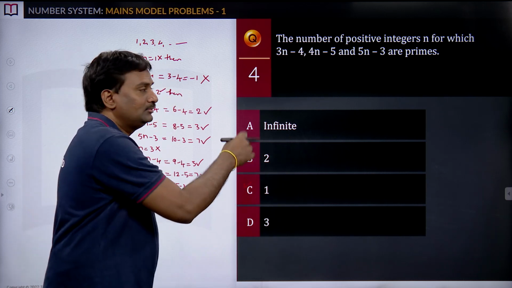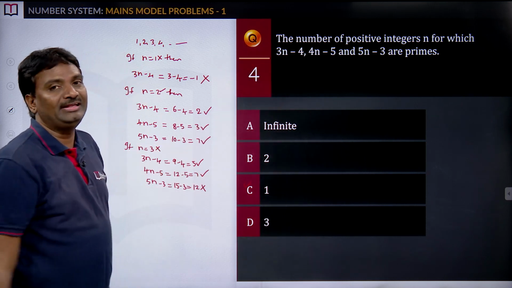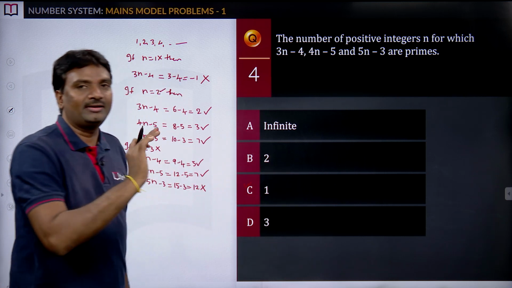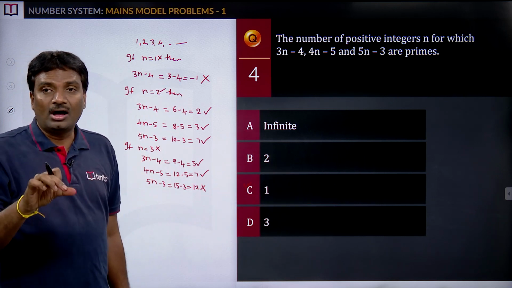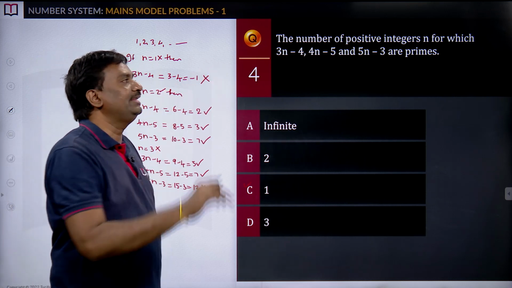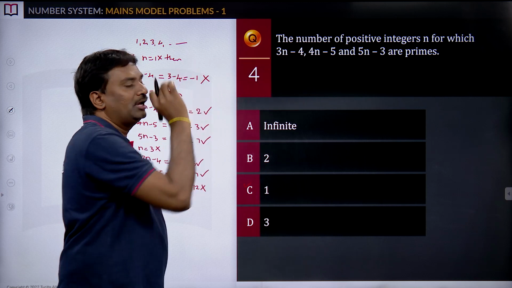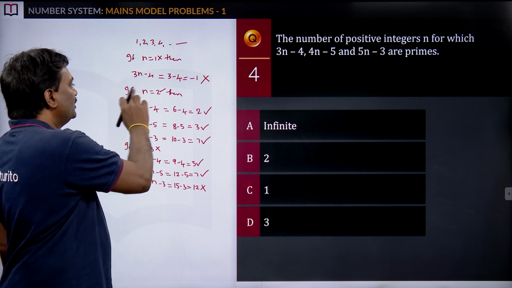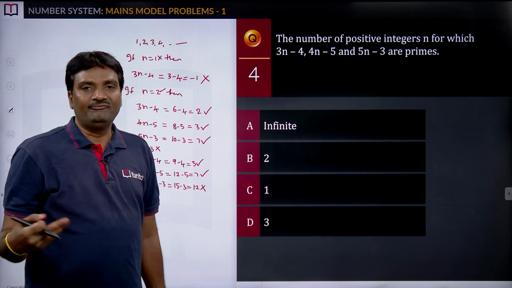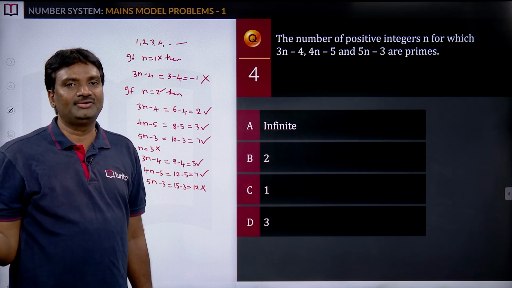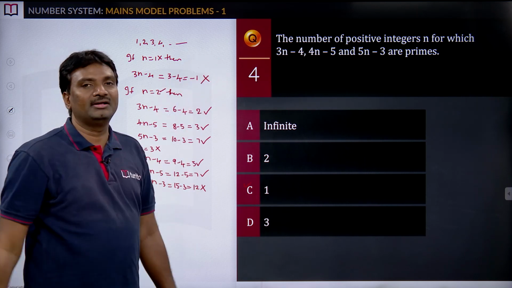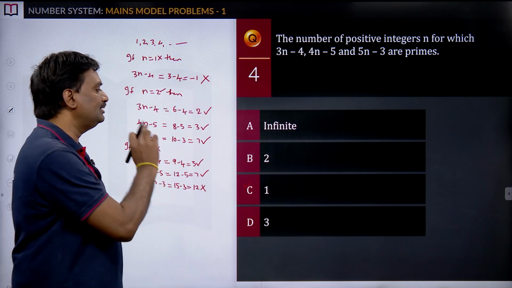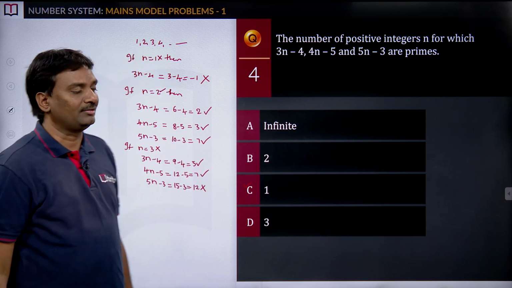Do not take 2. According to the problem, there exists only one positive integer, that is 2. So that is why you can take option C. They are not asking the value of n, they are asking how many positive integers n are there. According to the problem, 3n minus 4, 4n minus 5 and 5n minus 3 are prime numbers. Only for 2 we are getting these 3 as prime numbers. If we take the remaining values 4, 5, 6, 7, 8, and so on, at least one of these 3 numbers will be a composite number. That is why there exists only one positive integer, that is n equal to 2. Option C is the correct one.